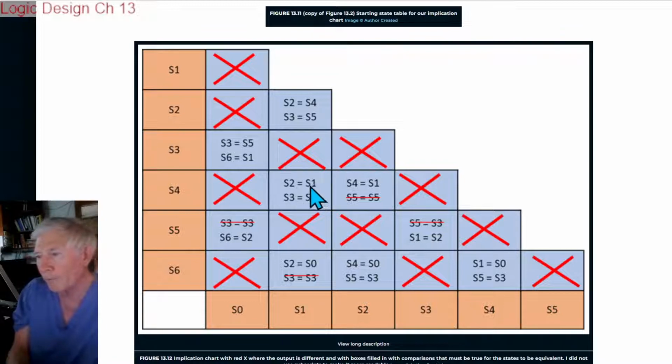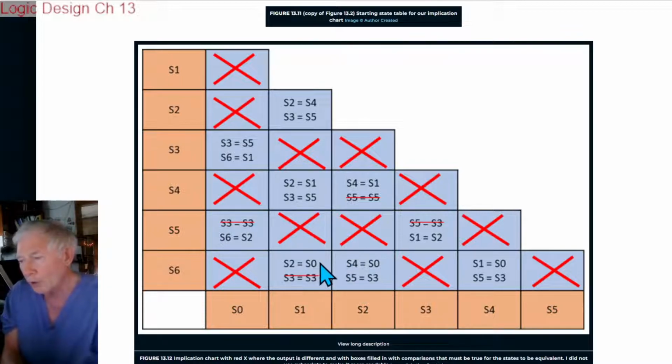How about 2 and 1? So here's 2, here's 2, where's 2 and 1? 2 and 1, possible. How about 3 and 5? 3 and 5, possible. How about 2 and 0? Here's S0 and S2. Not possible. Okay, so we already know S2 cannot be equal to S0, so we're going to put a cross in here. And then we can check 4 and S1. So where's 4 and 1 is possible. What about 4 and 0? Here's 0, here's 4. Not possible. So this square gets crossed out.